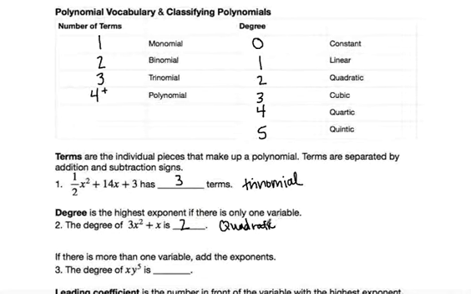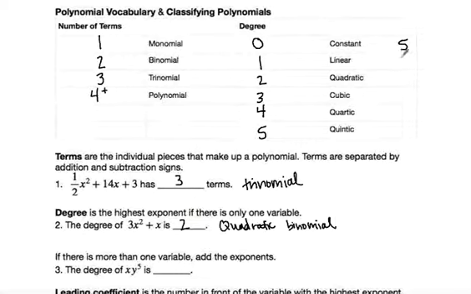Now we can also call this a quadratic binomial because it only has 2 pieces. It has the 3x squared and it has the x. All right, so to go back, if we have a constant, that would be like if we had the number 5. We have no variables, therefore we have no degree.